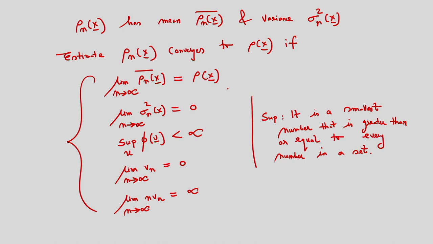So, now let us discuss these conditions. There are two conditions I have already explained. One is the convergence of the mean, another one is the convergence of the variance. So, let us discuss these conditions. First is the convergence of mean. This is the first condition, the convergence of the mean.